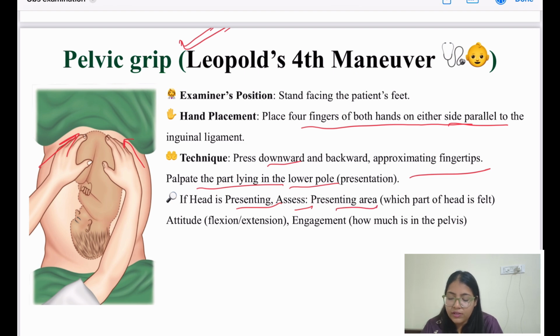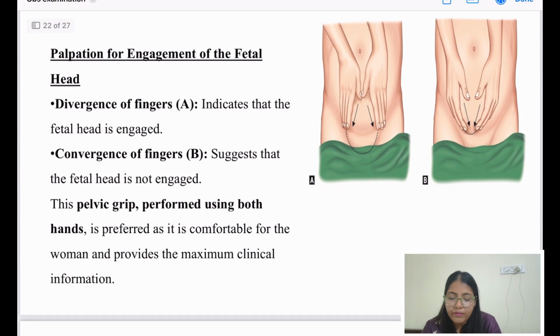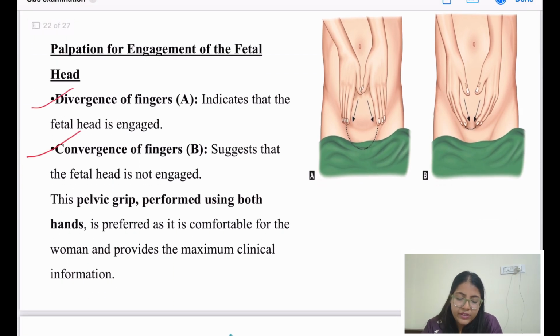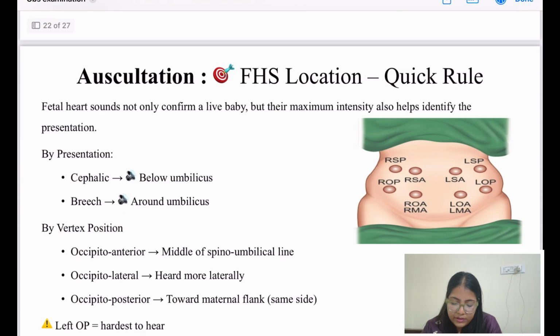You assess what part of the head is felt, like if you can feel the larger mass of the head on one side or not. You assess for the attitude in the same way, and then look for engagement. If you can go below the presenting part, then it is not engaged. If not, then it is engaged. Okay. Similarly, divergence and convergence, as I explained.